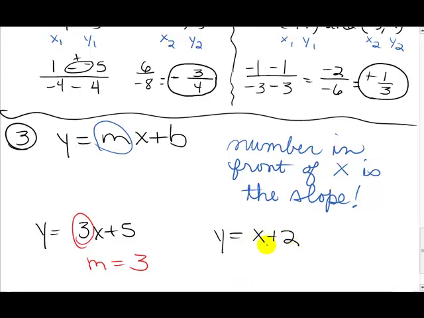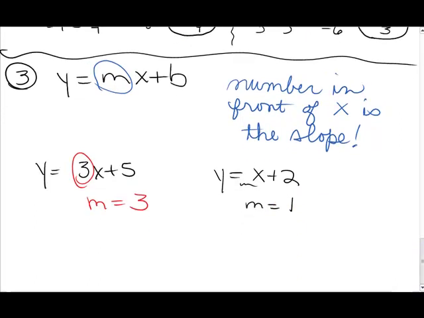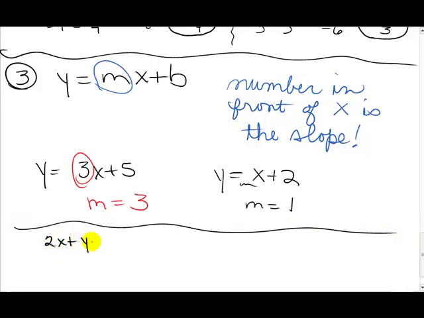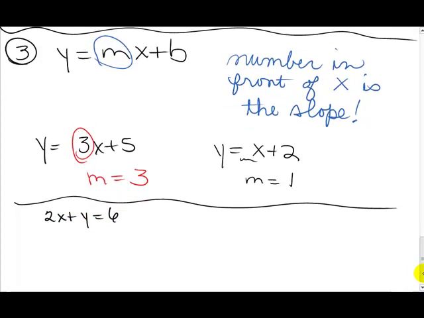Remember, it's what's in front of x. Now it appears to be nothing in front of x, but remember that 1 is here. We don't see it, and so here the slope is going to be 1. Those are going to be some of the easier problems because you're going to need to rearrange more often than not. So then your steps for solving equations come in handy here. We remember we're solving for y.